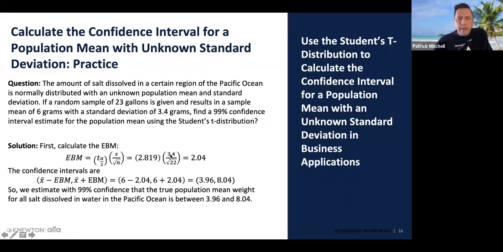All right, and then the sample standard deviation was given, and the sample size was given. You crunch those numbers, that comes out to 2.04 for the error bound. So the confidence interval is 6 plus or minus 2.04, which gives me an interval from 3.96 to 8.04. So with 99% confidence, we estimate that the true population mean weight for all salt dissolved in water, I think it's salt per gallon, in the Pacific Ocean is between 3.96 and 8.04 grams.